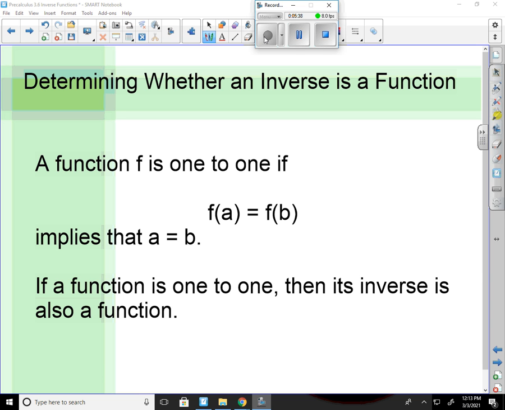Determining whether an inverse is a function. A function f is 1 to 1 if f of a equals f of b implies that a equals b. In other words, the only way that I can have a function have the same thing equal to itself is if the two numbers that I put into the function are equal. So the outputs can only be equal if I'm putting the same thing in.